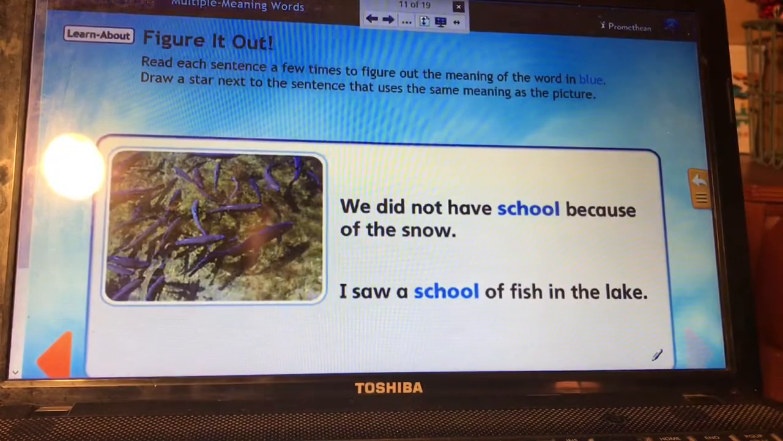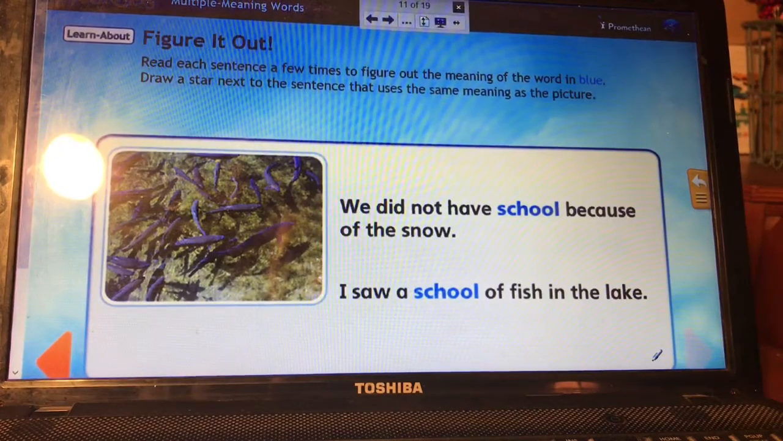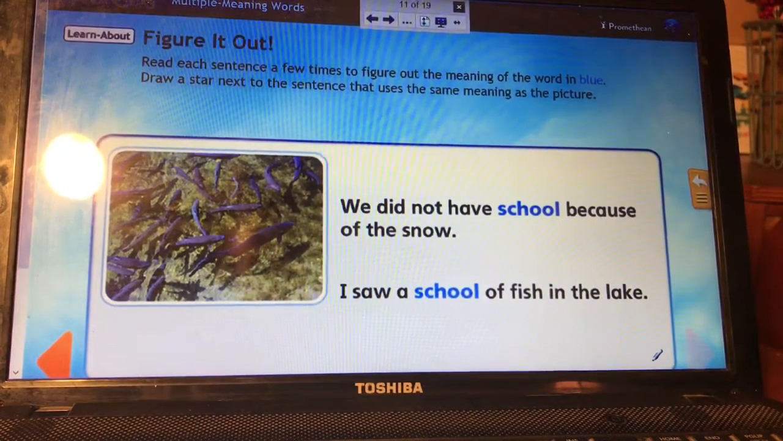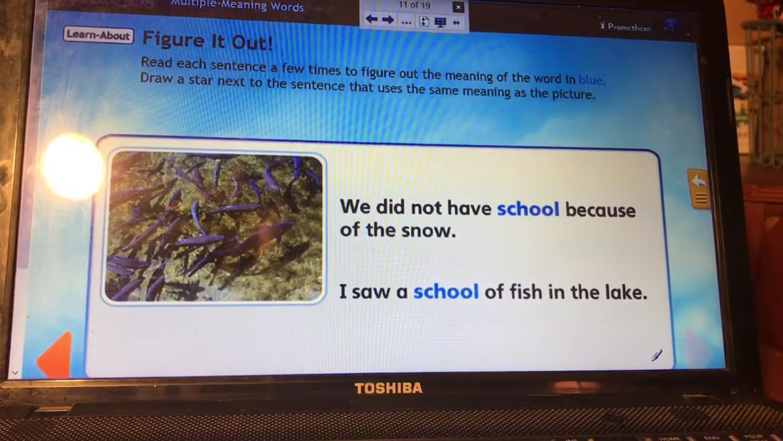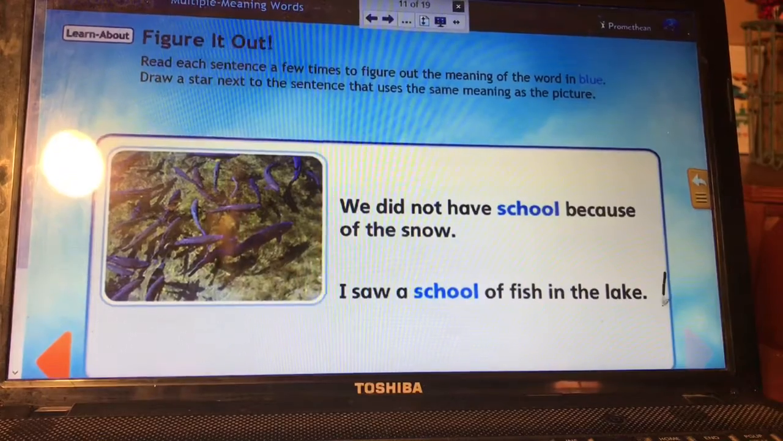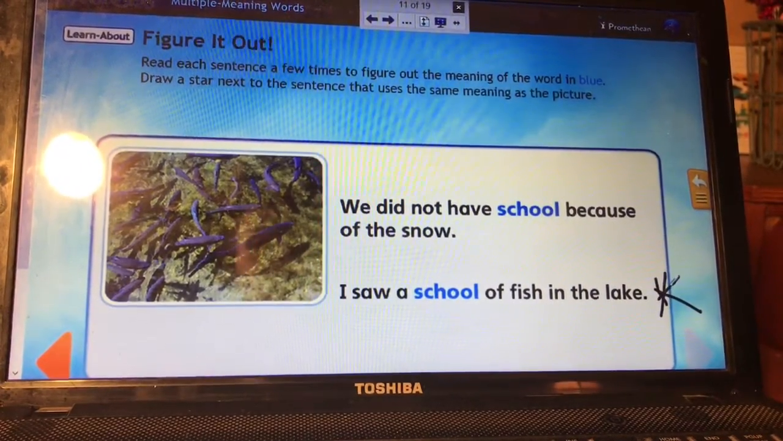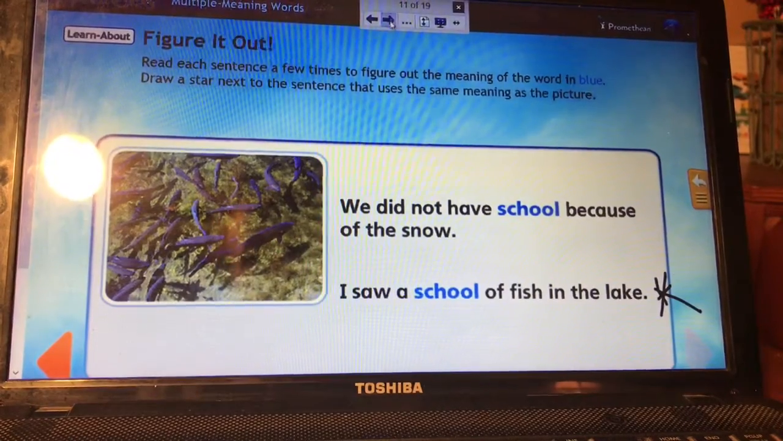One more of these. We did not have school because of the snow. I saw a school of fish in the lake. We don't have school right now. It's not because of snow, though. But the sentence that matches the picture is the second one again. I saw a school of fish in the lake. A whole group of fish.